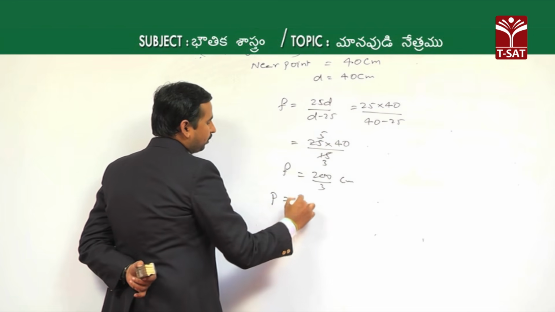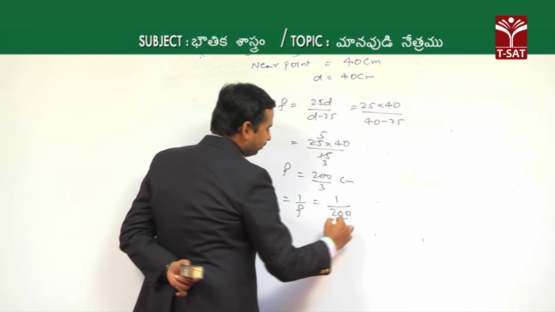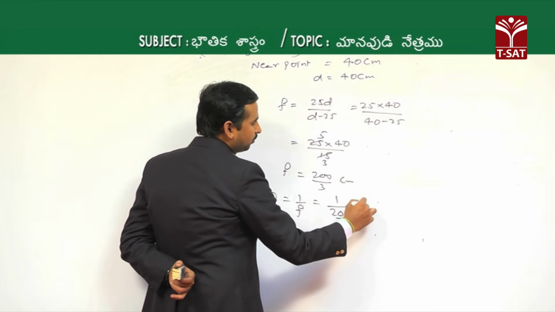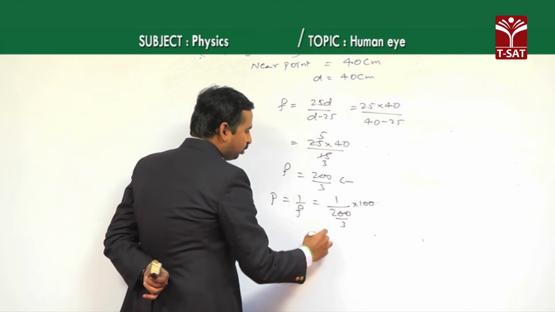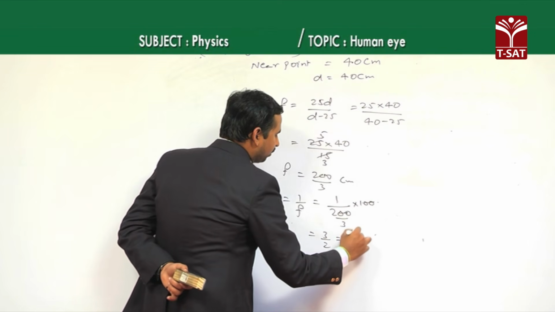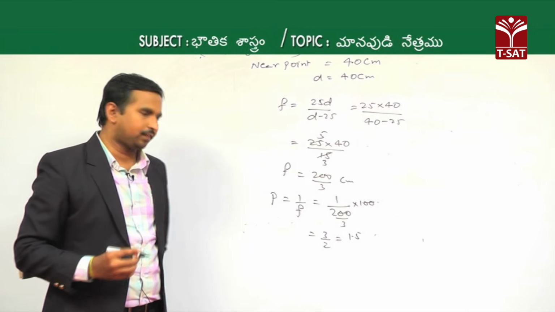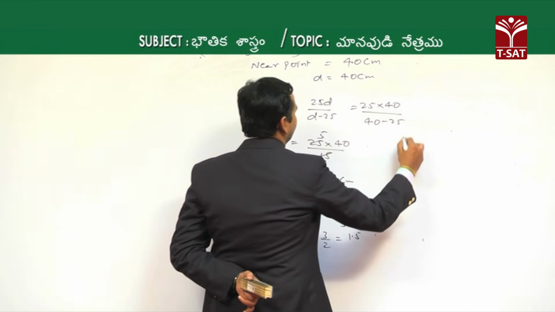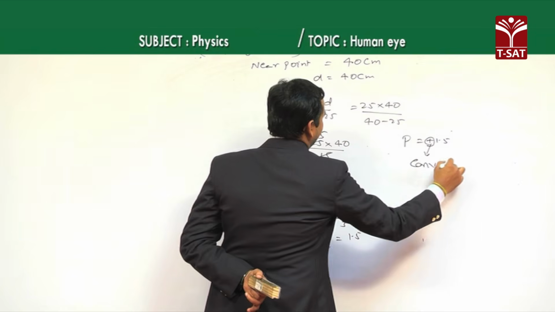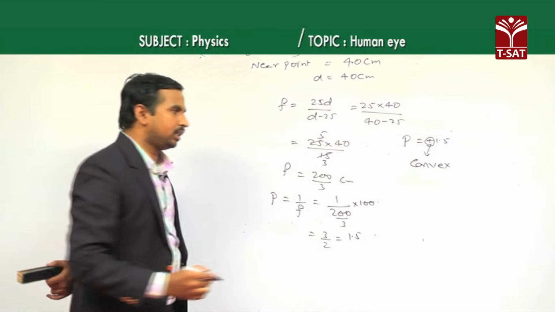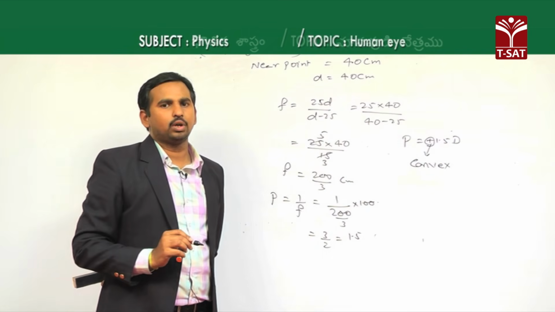Then we need power. Power is equal to 1 by f, which means 1 by 200 by 3, and this is in centimeters, so we have to convert that into meters, which is into 100 we have to take. That 100 gets cancelled and 3 comes to the numerator, it becomes 3 by 2, which is 1.5. If you observe, the power we are getting is plus 1.5. As the power is plus 1.5, this represents we are using a convex lens, and the power suggested for that is 1.5 D.